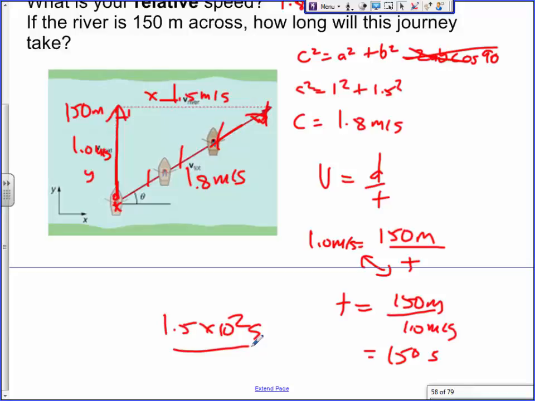Time is actually the link between these sorts of things. Does time have a direction? So in a way, it's going to take you 150 seconds. If there was no current, it would have taken you 150 seconds to go from here to here. But because there's a current, it still takes you 150 seconds to go from here to here. It's just you're getting pushed off course, that's all.